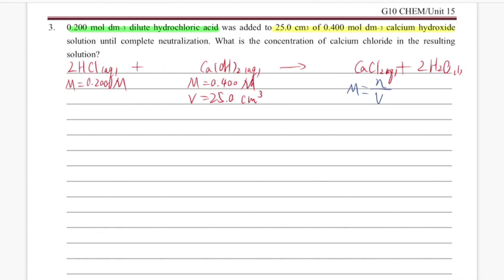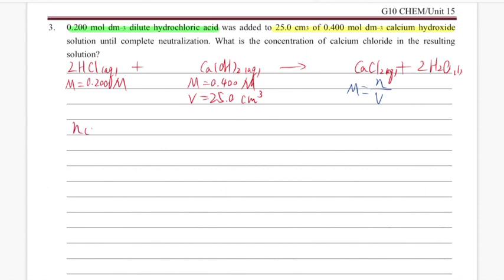First, let's work out the number of mole. In order to work out the number of mole, we need to use the given information for calcium hydroxide. For calcium hydroxide, we know the molarity, we know the volume, so we should be able to work out the number of mole. And then we use the molar ratio so that we can work out the number of mole of calcium chloride.